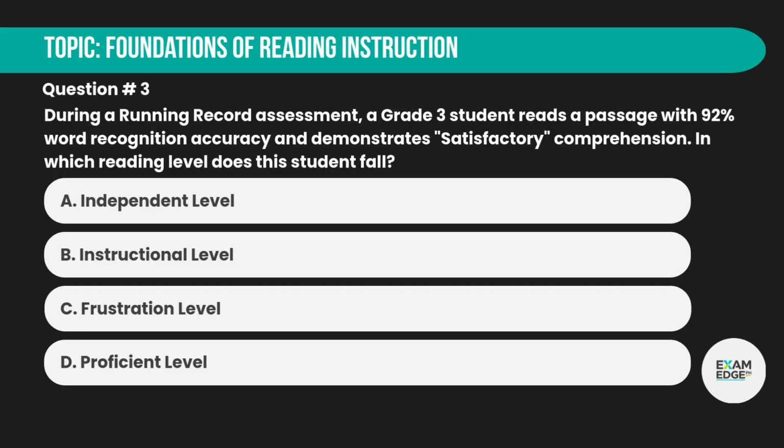Question number 3. During a running record assessment, a grade 3 student reads a passage with 92% word recognition accuracy and demonstrates satisfactory comprehension. In which reading level does this student fall? A. Independent level. B. Instructional level. C. Frustration level. D. Proficient level.